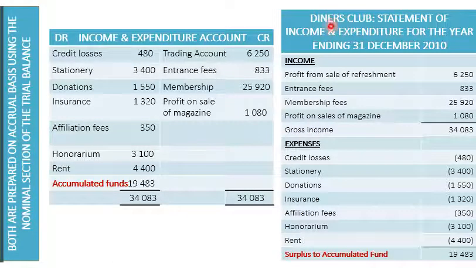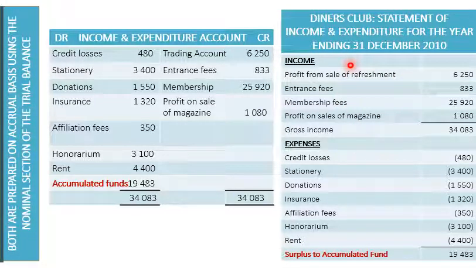Starting with the heading showing the name of the club, Diners Club, the name of the statement, statement of income and expenditure, and the financial year end being the year ending 31st of December 2010. The income and expenditure will have the two sections being the income and the expenses.